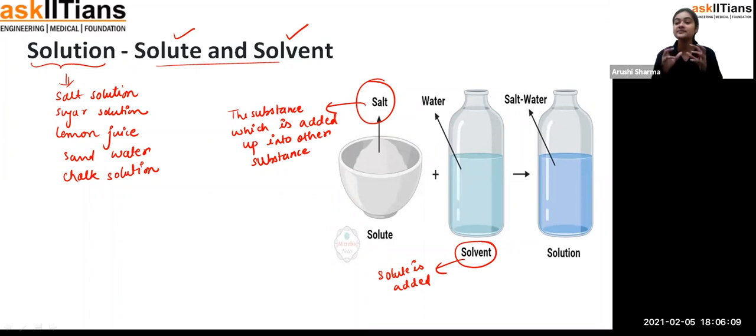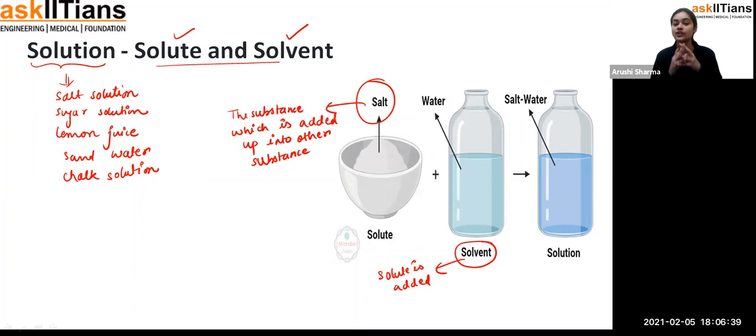So a solution is made up of two things, one is the solute and one is the solvent. The solute is something which is going to be added. For example, if we talk about salt, we add salt into the water, so salt is the solute. If we talk about sugar solution, in water we add sugar, so sugar is the solute. And the solvent is something in which you are adding the solute. Fine. So that is called the solute and solvent.